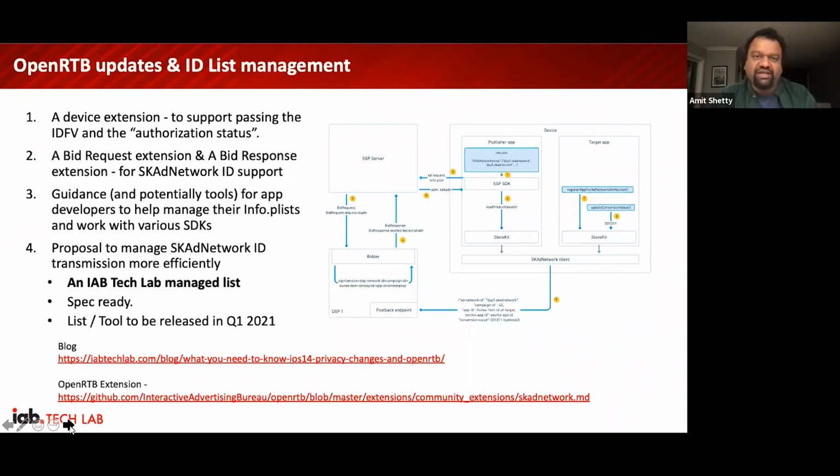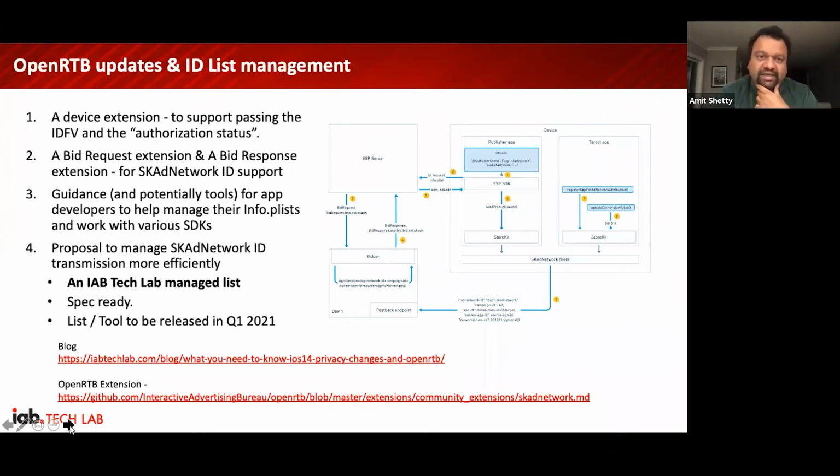And then we also have a related proposal that we're working through right now. The spec actually is ready, but the tool itself is not, and this is around managing the ID list a little more efficiently than passing the entire list of IDs in every bid request. So the spec is ready, but the tool itself is going to be ready in Q1. We're shooting for that to be ready in Q1 of 2021.